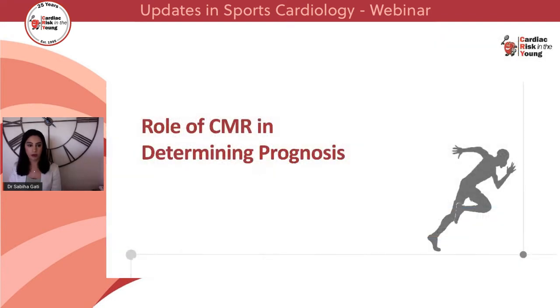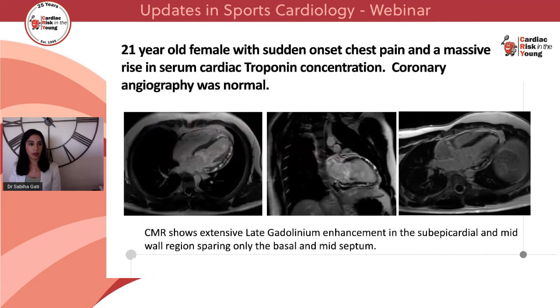So we know that CMR is good for the diagnosis of myocarditis, but what about determining prognosis? Is it any good? So here we have a 21-year-old female who presented with sudden onset chest pain and a massive rise in her serum cardiac troponin concentrations. Her coronary angiography was normal, and you will appreciate that she has got extensive late gadolinium enhancement in the subepicardial and mid-wall distribution, but sparing her basal and mid-septum.